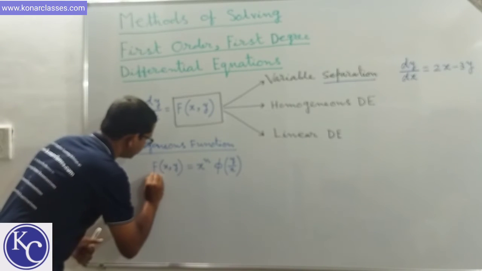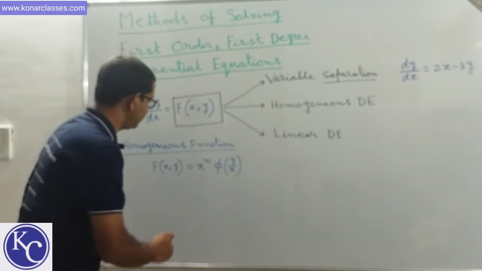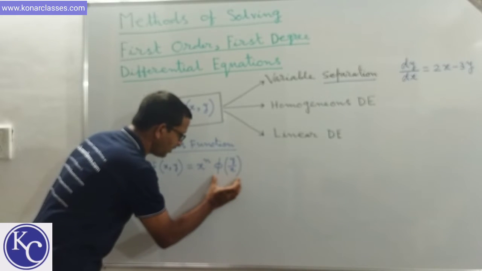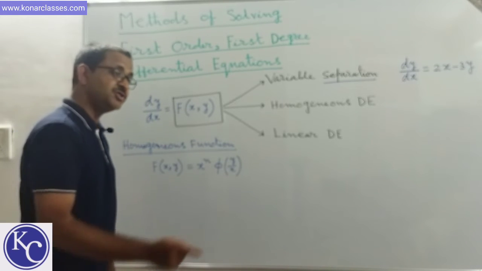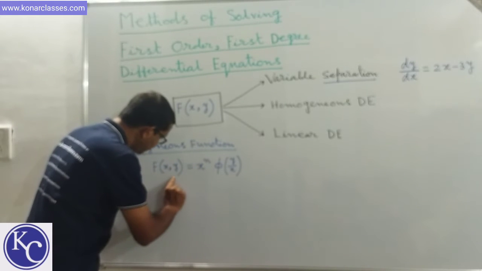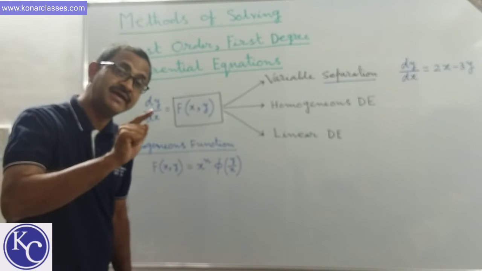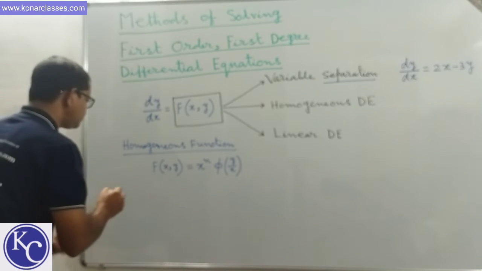I repeat once more. If that function capital F(x, y) can be expressed as x to the power n into phi(y by x), where phi(y by x) means it is a function of y by x, then we can say this capital F(x, y) is a homogeneous function of degree n in x and y. Let us take an example.